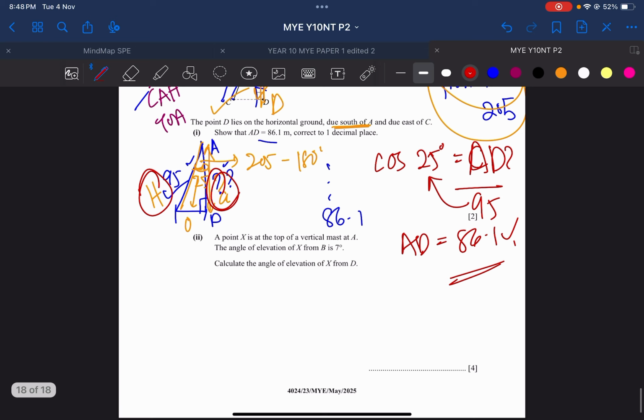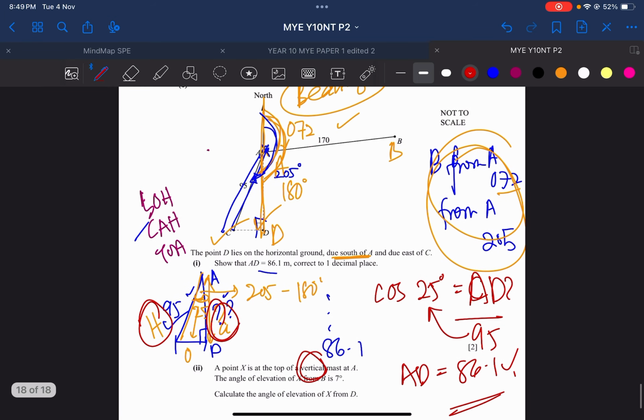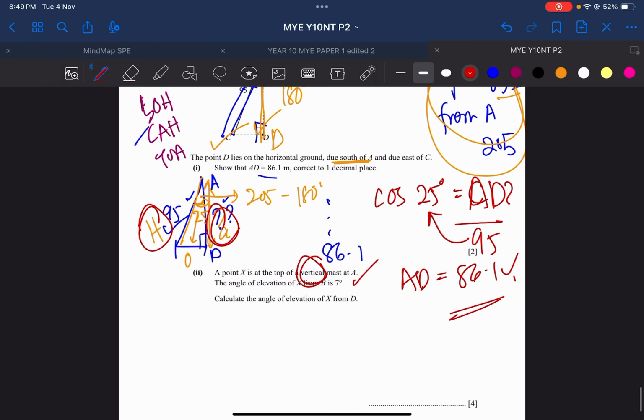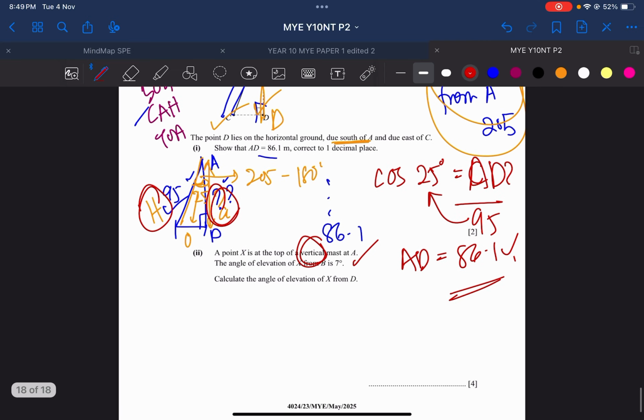Alright. Now, next one is a point X is at the top of a vertical mast at A. That is also helpful, vertical mast at A. The angle of elevation of X from B is 7. Calculate the angle of elevation of X from D. Now, everything yang begitu ni, not everything macam contoh X, it's not in the diagram. So, we have to use our imagination.